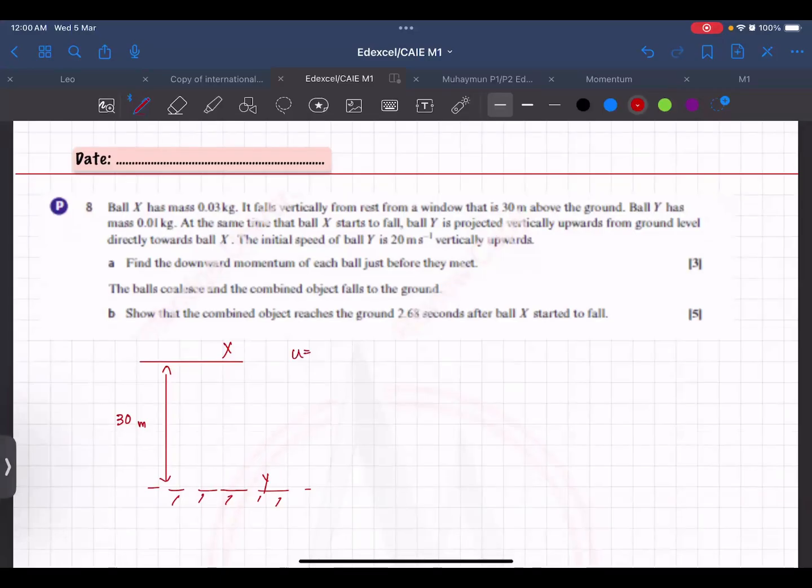Initially from rest, acceleration would be G, which is pulling it down. And time, we don't know when they would meet together. For Y, initial velocity is upwards, which is 20, and acceleration would be -10 for Y, because G would try to stop it. Because it is upwards, the G is downwards.